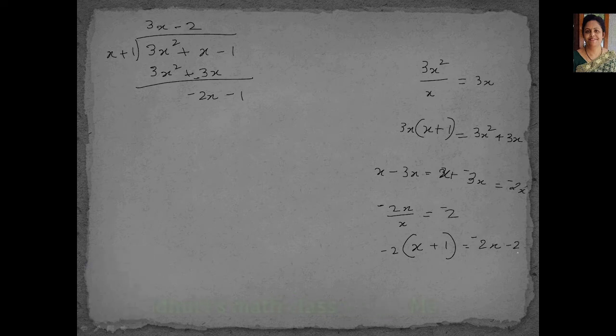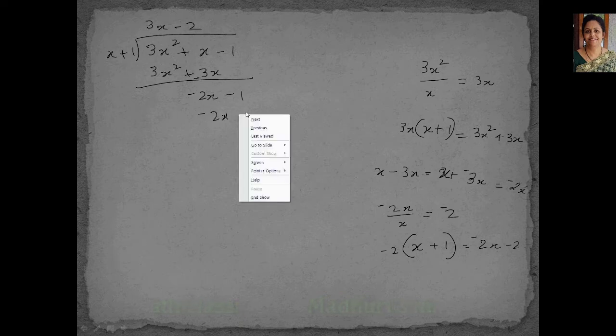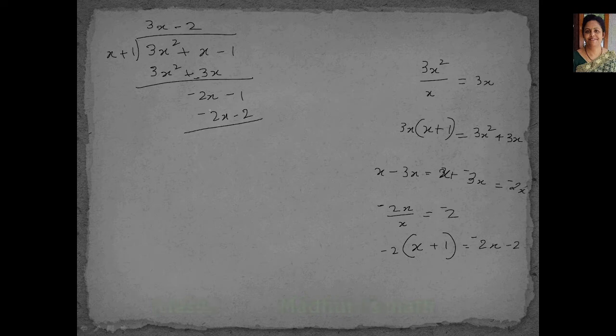Now we will subtract this product, negative 2x minus 2, from the dividend. So you will have to write minus 2x minus 2. Negative 2x minus negative 2x is 0. Then negative 1 minus negative 2 will become negative 1 plus 2. What is negative 1 plus 2? Negative 1 plus 2 is equal to positive 1.